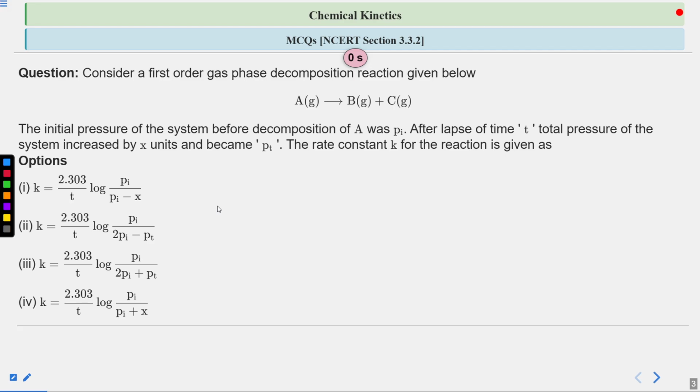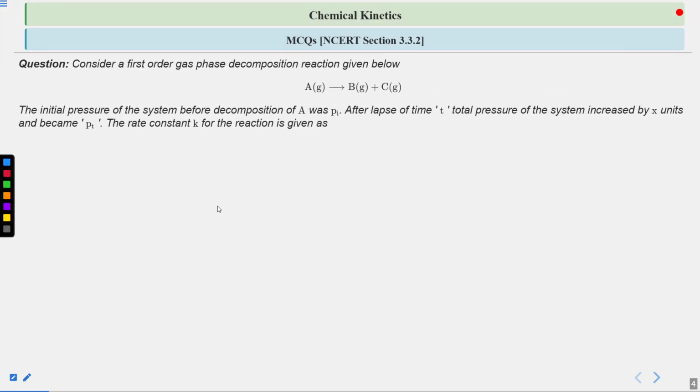Okay, let's see. For this given question, the correct answer is the second one. The second relation, which is given as K is equal to 2.303 divided by t log Pi upon 2Pi minus Pt. So this is the final rate constant of the given reaction.